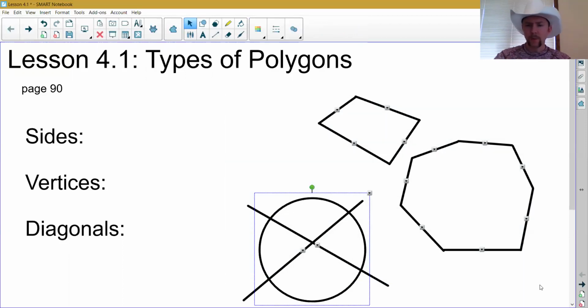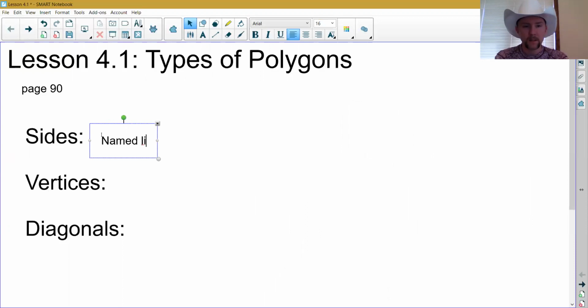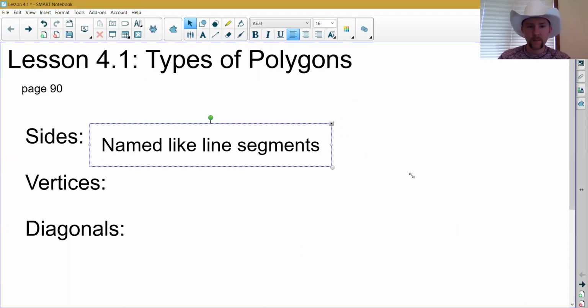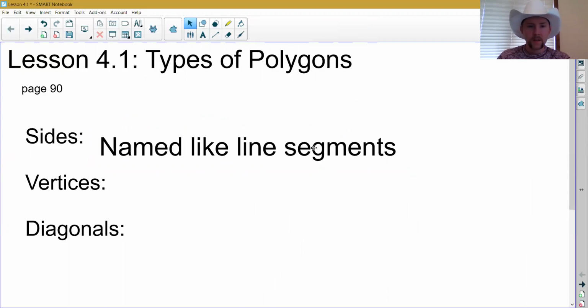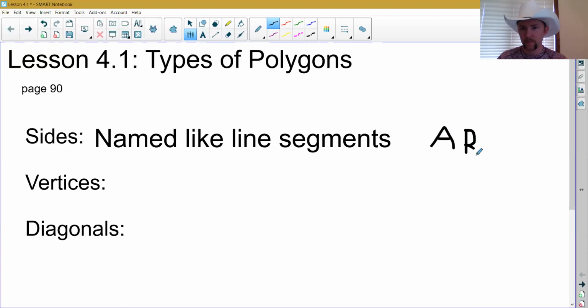Now, each polygon has, of course, a number of sides, right? A number of straight line segments. And it is important to note that sides of a polygon are named like line segments, okay? They're named like line segments. And what we mean by that is if we have a shape and we can see the sides, we name the sides with the two end points of that side. So for example, we might have side AB in a certain shape.